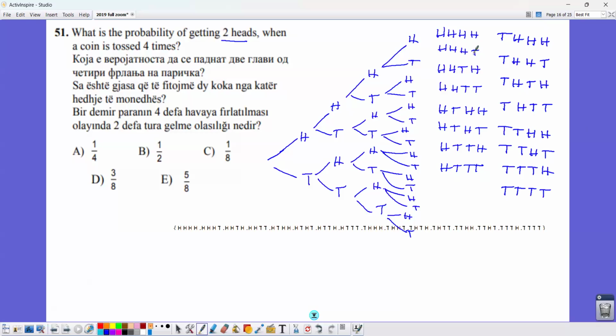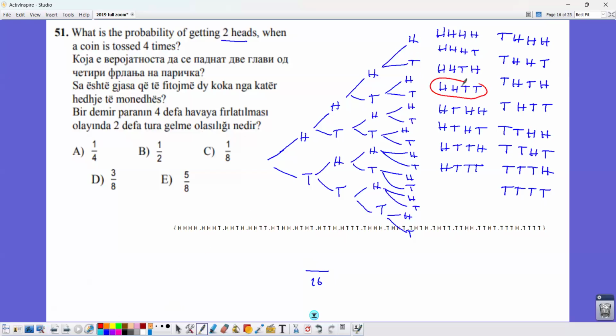So I need to have 1, 2, 3, 4, 5, 6, 7, 8, 9, 10, 11, 12, 13, 14, 15, 16 outcomes. So totally I have 16 outcomes. What am I looking for? Only when I have 2 heads. So let's see in which ones we have 2 heads.